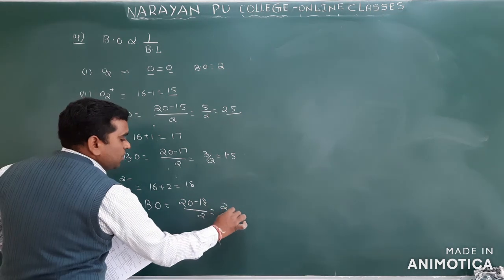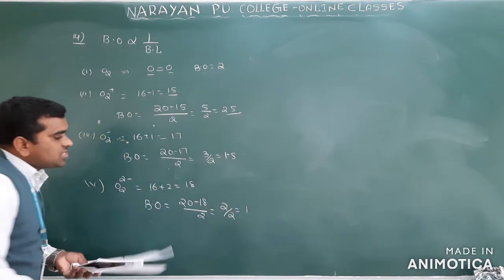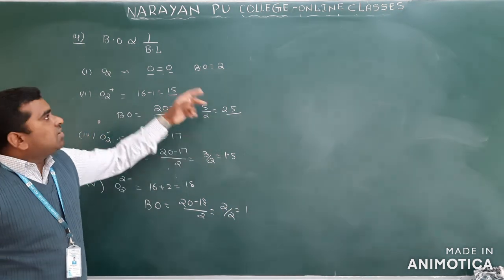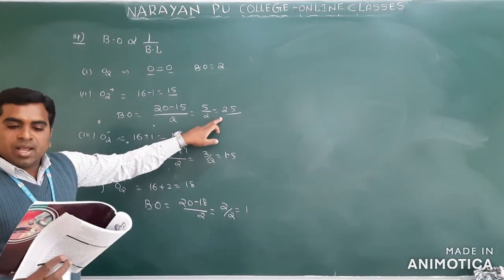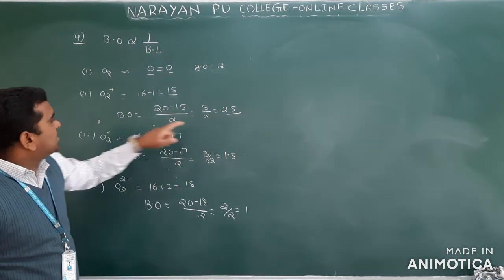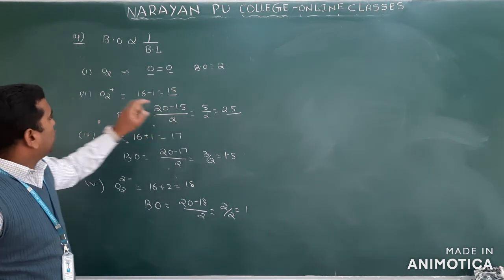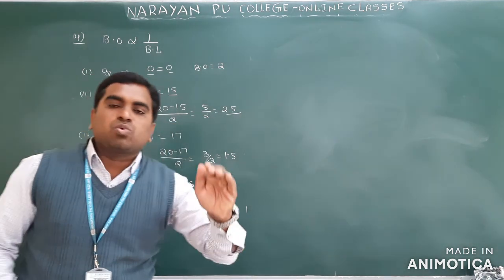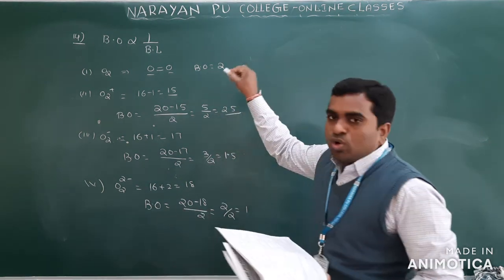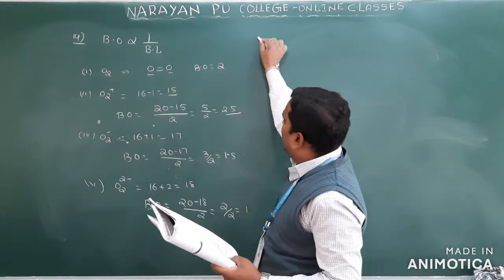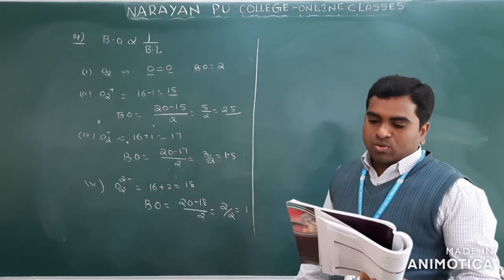20 minus 18 divided by 2, that is 2 by 1. Which one has the highest bond order? That will have the minimum bond length. So they are asking for minimum bond length, meaning which one has the highest bond order here? 2.5. O2 plus 1 has the highest bond order, so it will have the minimum bond length. So option 2 is correct.